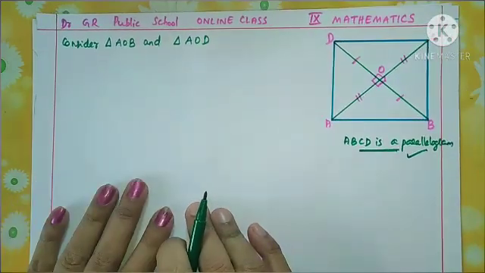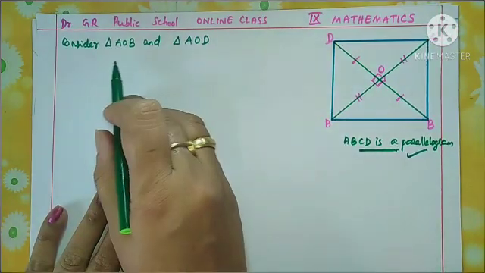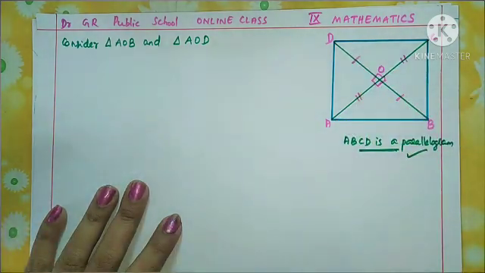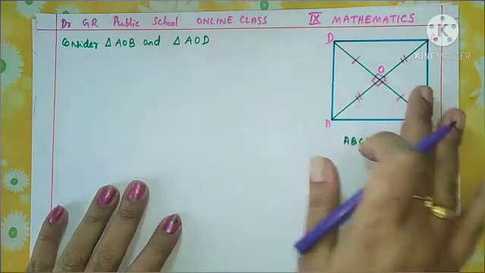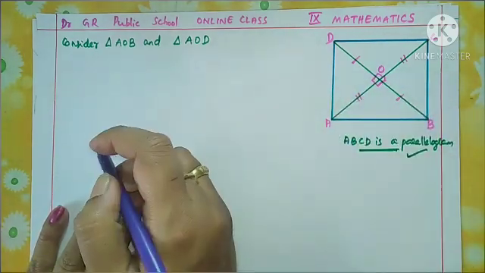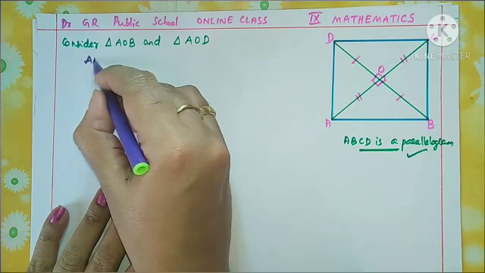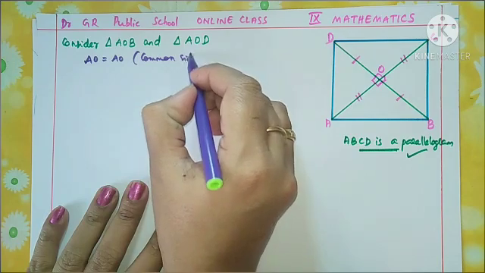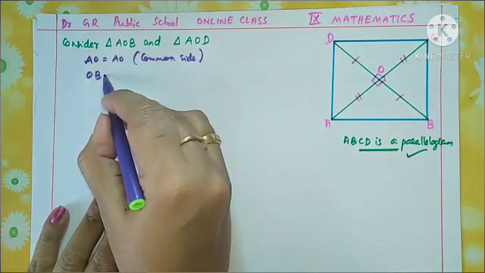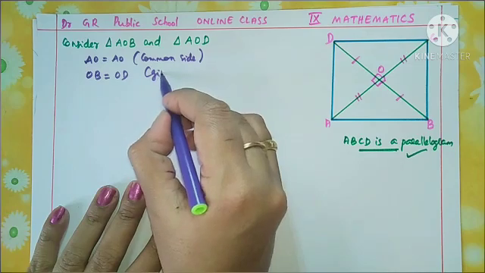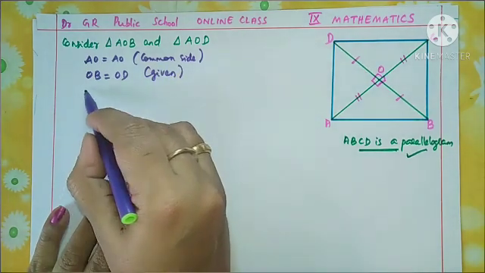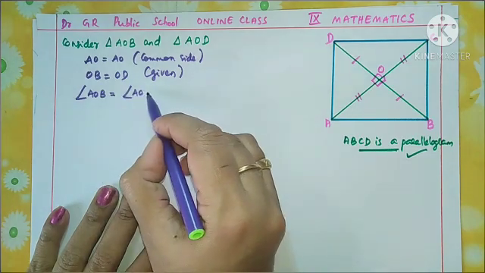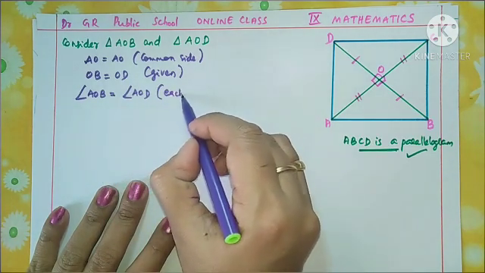Now see children, we are going to consider these two triangles AOB and AOD again. Now we are going to write the congruent pairs that are equal. Already we know that AO is equal to AO, that is a common side of these two triangles. OB is equal to OD, that was given in our question, and angle AOB is equal to angle AOD, that is also each 90 degrees.